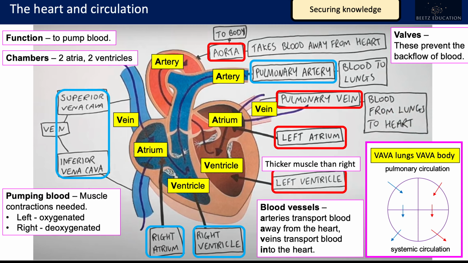Valves, those of course are required to prevent the backflow of blood. So we can see here some of the valves shown as almost like little doorways between the atria and the ventricles, and then from the ventricles to the respective arteries that they're connected to. Okay, so they prevent the backflow of blood.